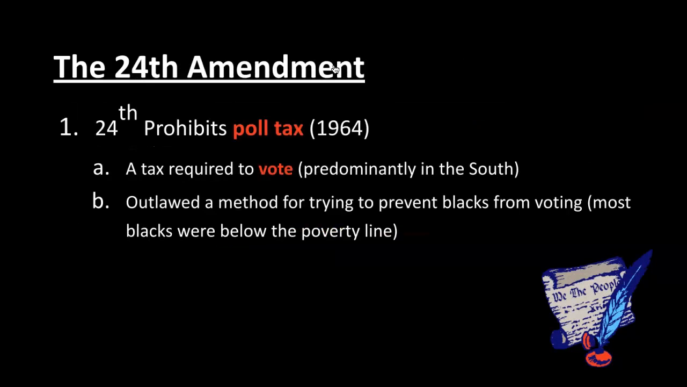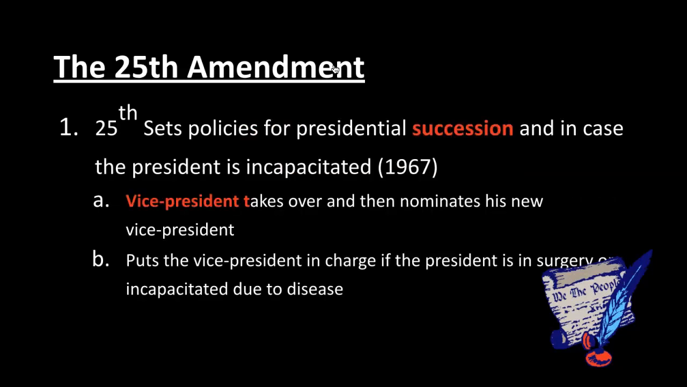The 24th Amendment was later passed in 1964, which prohibited poll taxes. This was a tax required to vote, and predominantly, of course, in the South. Many people called this a voter suppression type of measure, and this outlawed it as a method for trying to prevent blacks from voting specifically. Most blacks were below the poverty line, so of course it was pretty ridiculous the fact that we were charging people to simply exercise their democratic right to vote.